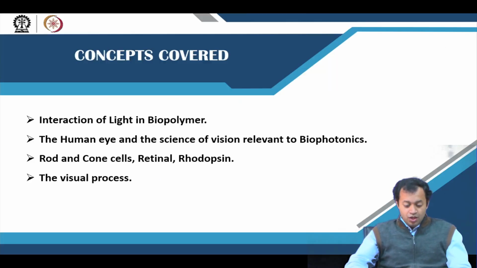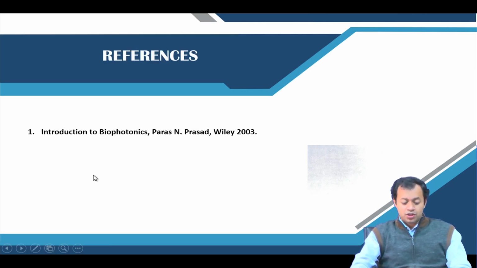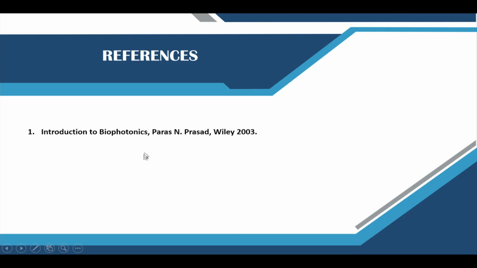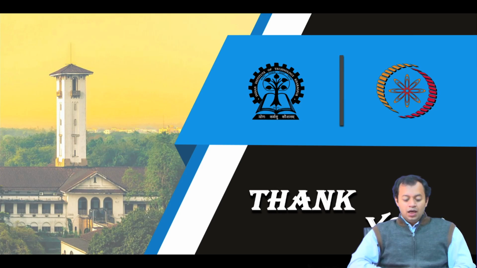Think about it. So that basically brings me to the end of module number 4, interaction of light with biological matter. We discussed the human eye, rod and cone cells. Maybe I was too excited to explain this. Hopefully you understood a little bit. Otherwise, just go through vision per se and the visual process. And this is a fantastic book as always. So that ends my module 4.